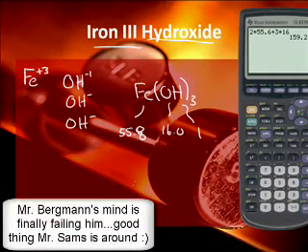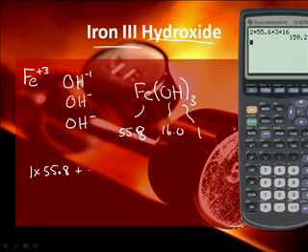Okay, so now we've got to figure out how many of each there are. How many irons are there? There's 1, because that 3 does not apply to the iron. It only applies to things in the parentheses. Now this is a little tricky. How many O's are there? 3, because the 3 applies to everything in the parentheses. And how many H's? There's 3 H's as well. We can say times 1, but we don't really need to. So we just do the math right there, and we determine our number.